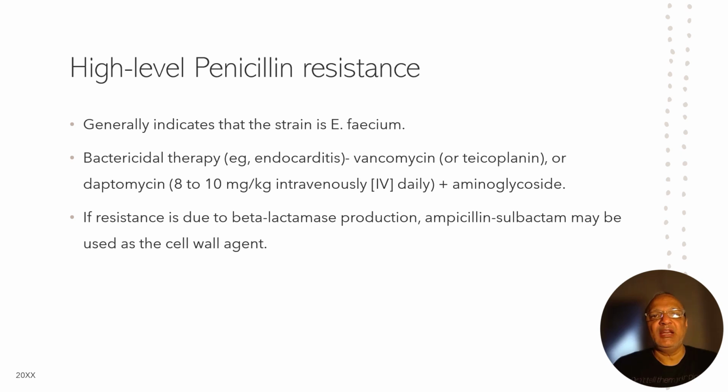In the presence of high-level aminoglycoside resistance along with high-level ampicillin resistance, or if there is concern for nephrotoxicity, high-dose daptomycin 10 to 12 mg per kg IV daily can be used in such patients. Here it is important to note that the dose of daptomycin is more than when it is given in combination with the aminoglycoside. If high-level ampicillin or penicillin resistance is due to beta-lactamase production, ampicillin-sulbactam may be used as a cell wall active agent along with aminoglycoside.